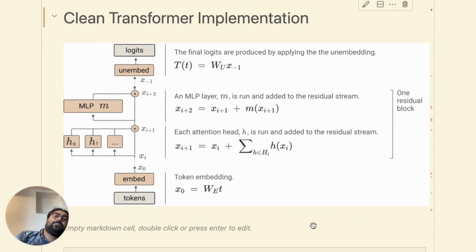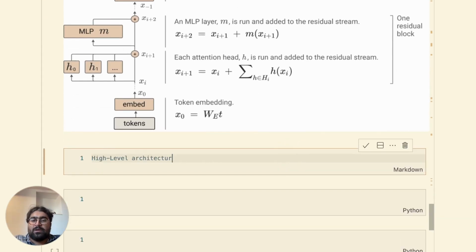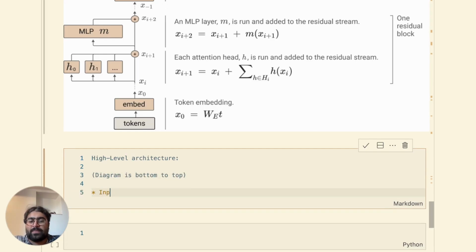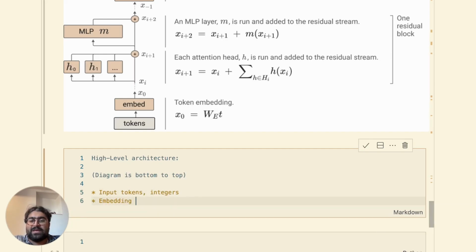What is a transformer? So here is a beautiful diagram I cribbed from the Mathematical Framework for Transformer Circuits paper. Credit to Chris Olah for being really good at graphic design. High-level architecture. This goes from bottom to top, I'm going to write top to bottom. Input tokens are integers. Embedding is a lookup table mapping tokens to vectors. They live in the residual stream.